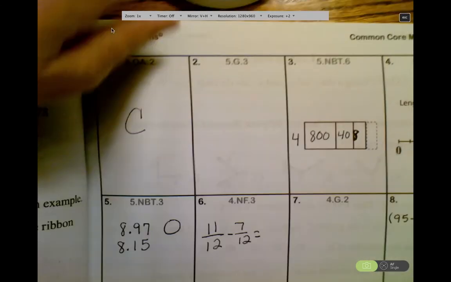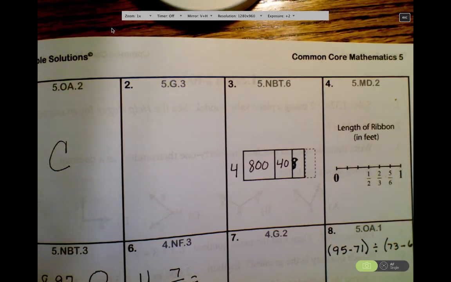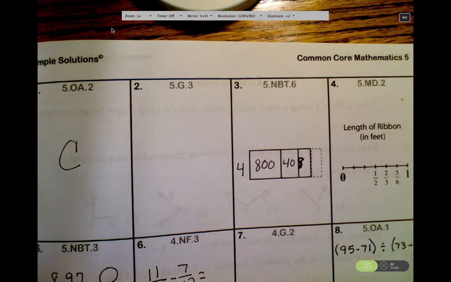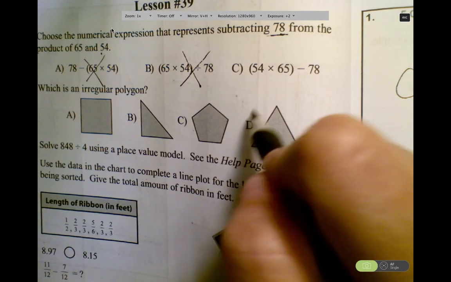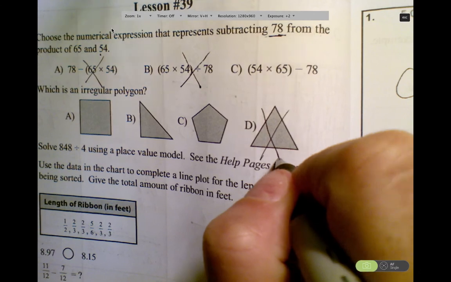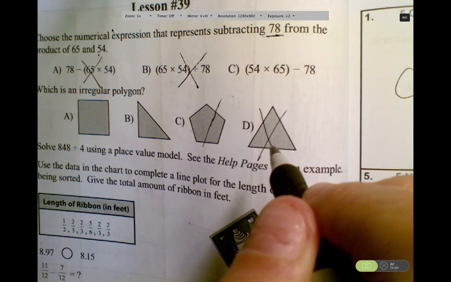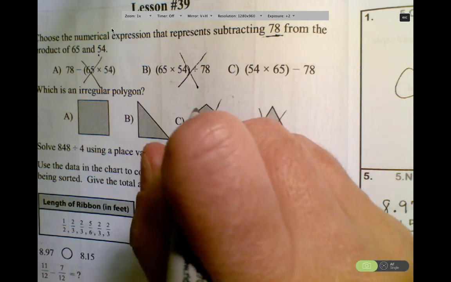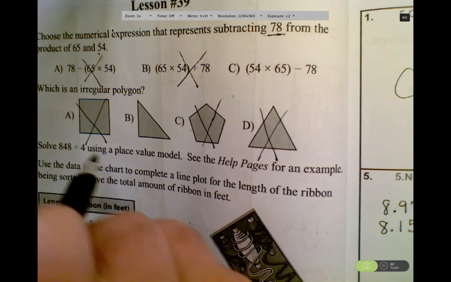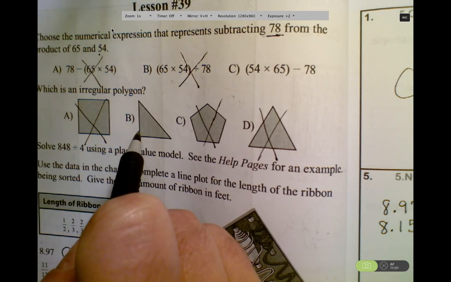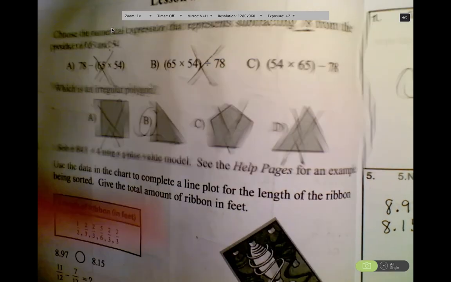All right, number two, which is an irregular polygon? Well, we want to look at regular polygons. They have all the same sides. So I'm going to bring this back over here. This is the same side, so this is regular. These are all the same size. This is regular. These are all the same size. This is regular. And this, I can see these angles are not the same. So this is my irregular polygon, which would be B.